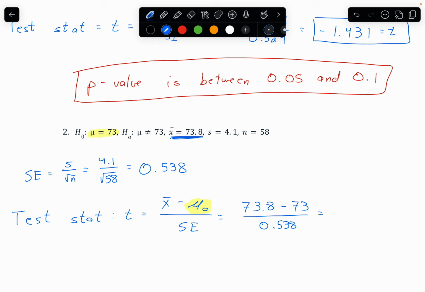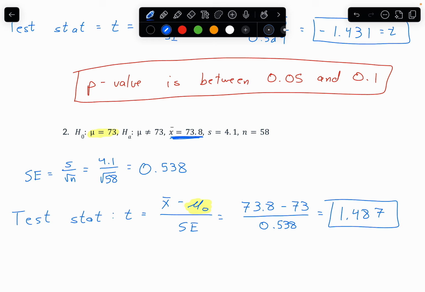And let's go ahead and work that out. I have 73.8 minus 73 divided by 0.538. And this time around, I ended up with a positive 1.487. So here, first of all, is my test statistic, a positive 1.487. That's good. I need that.